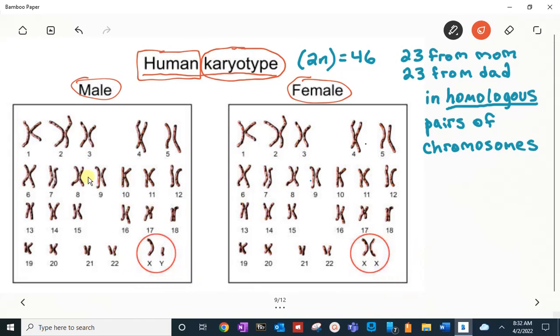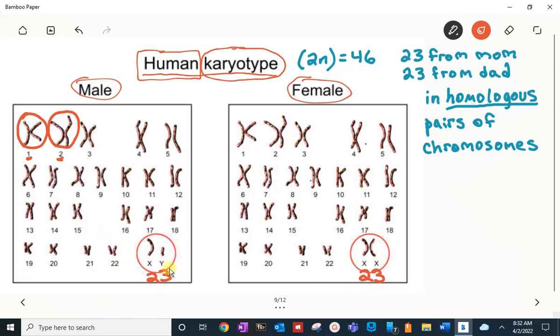And if you notice, there are 23 sets of chromosomes. So here's set 1. See, it says the number 1 right here. Here is pair number 2. These are all in pairs. So here's number 2, and so on and so forth, all the way up to 23. And 23 would be your sex chromosomes, your X and Y, or your X and X. That would be chromosome number 23.